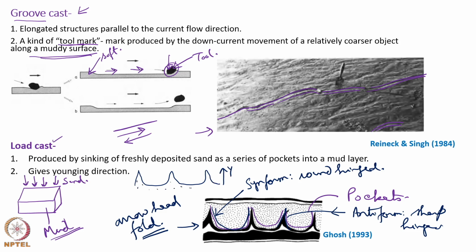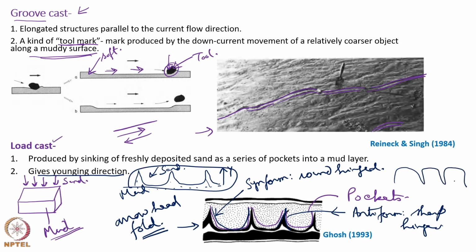Remember, in the field this has to be mud, and this material here has to be sand. It gives a younging direction. Why? Suppose I invert this. Suppose you are finding this, you are getting over here mud deposit, and here you are getting inside sand. That means the layer in the past was not in this disposition, it got completely tilted. So, this is the younging direction. That is why we have said that it gives a younging direction.